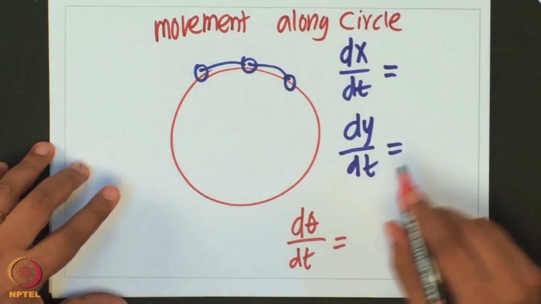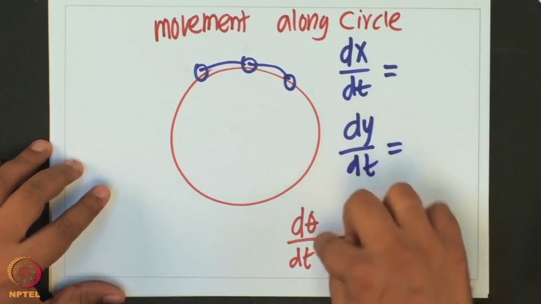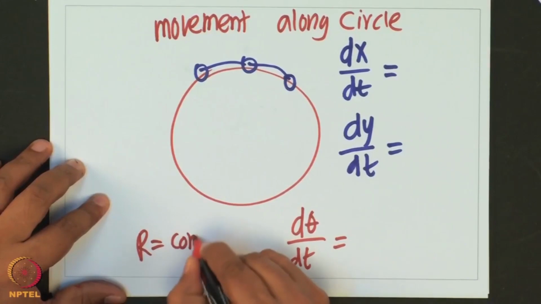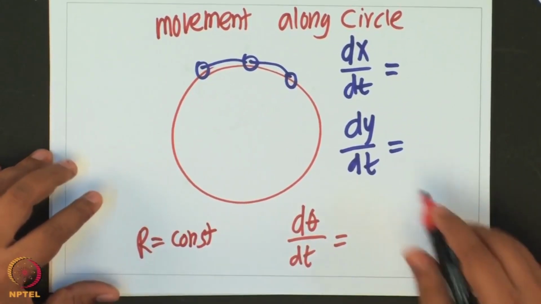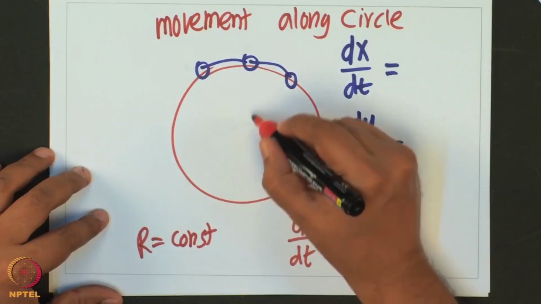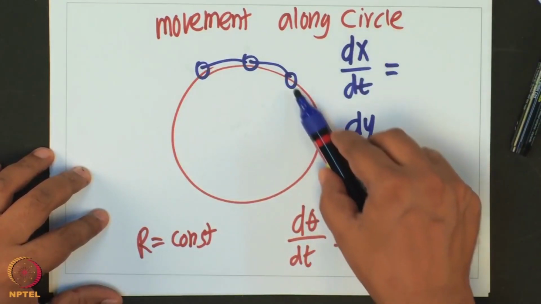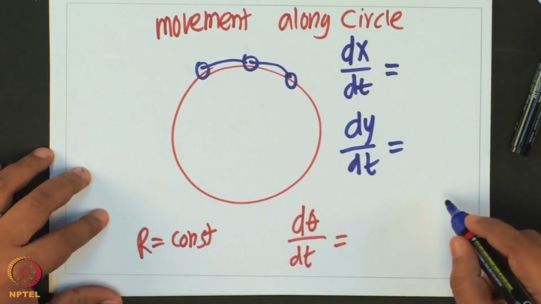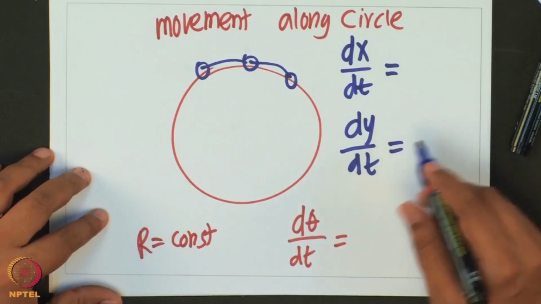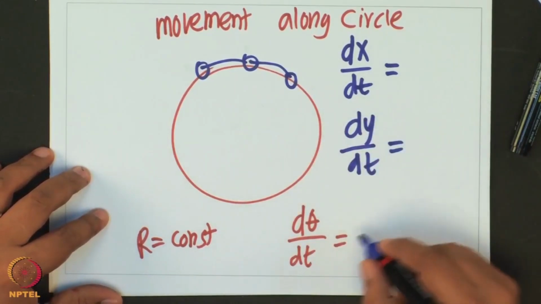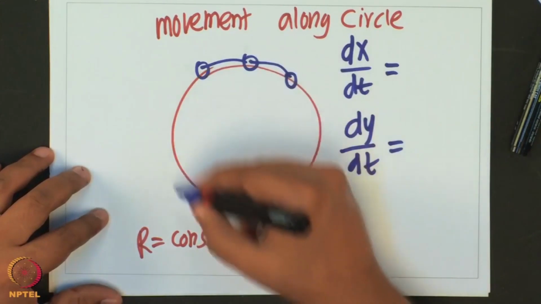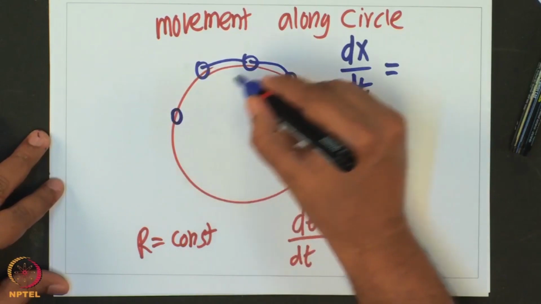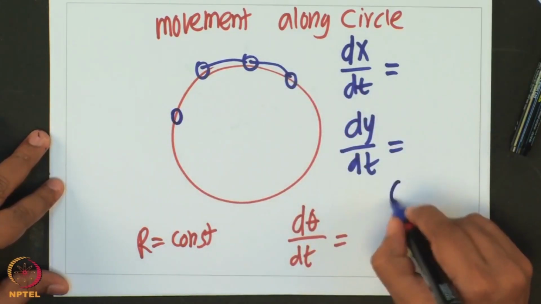So for movement along the circle, it is much easier to use polar coordinates like theta, where r is a constant. Since r is constant, just by specifying theta is varying from 0, 90 and so on and so forth, I can tell that the particle is moving from here to here, right? So just by specifying the angle as a function of time, I can specify the position of this particle along the circle.